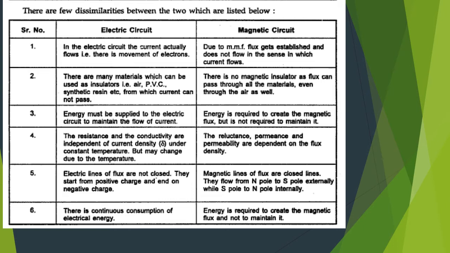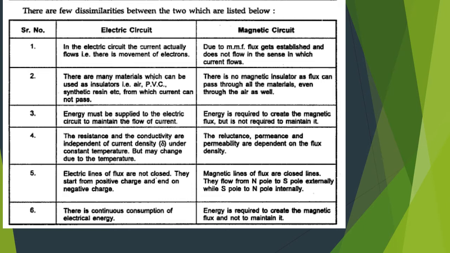Now next, number 4. In an electric circuit, the resistance and the conductivity are independent of current density under constant temperature. There is no dependency between the resistance and current density, but it may change due to a rise in temperature. Yes, it is true, because the resistance of a material depends upon the temperature, the type of material, length of material, and area of cross section.